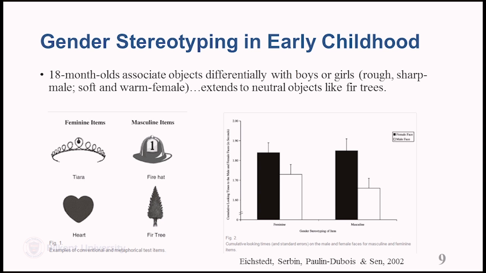objects, such as this fir tree, with males, and more soft objects like a heart, or more stereotypically female objects like a tiara or crown, with the female. And these are feminine and masculine gender stereotyping, it says. These are looking times, but what you see is, and this is the female face, this is the male face.